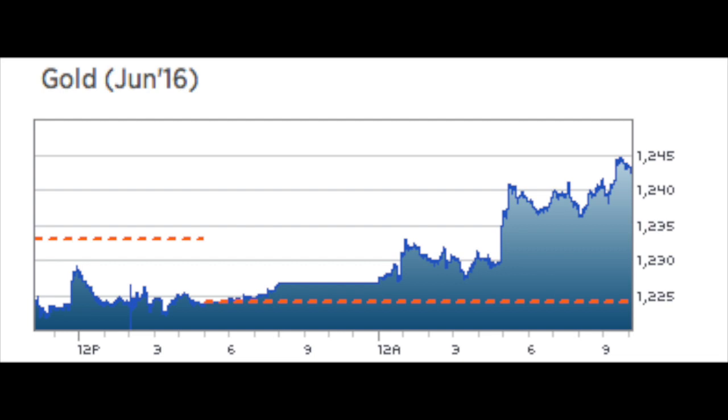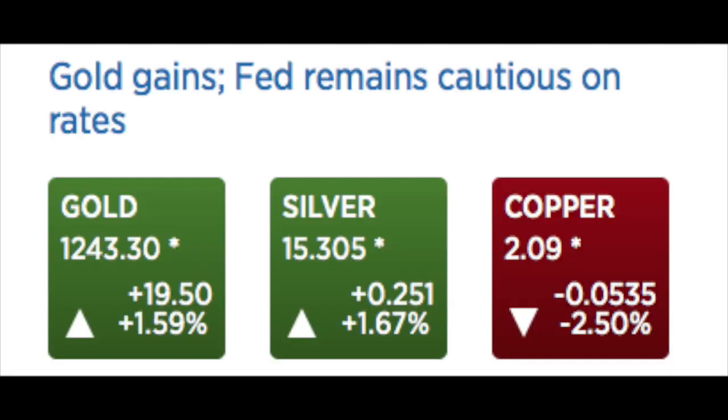which, as you can see by the chart there, is looking pretty good. Gold is actually up. When I last checked, 1950 or 1.59%. Silver popped up above 15 once again.